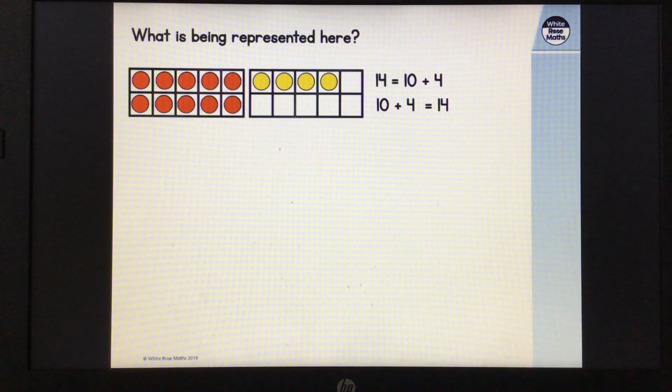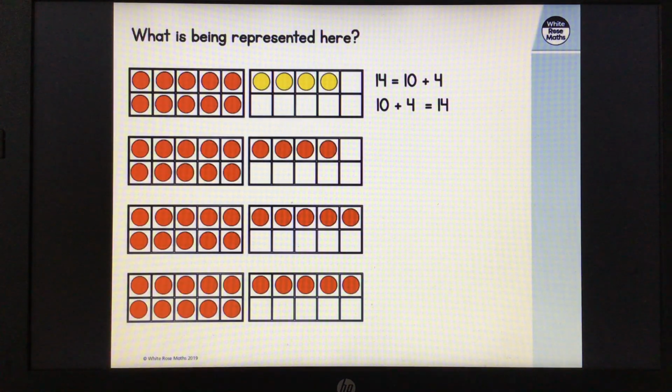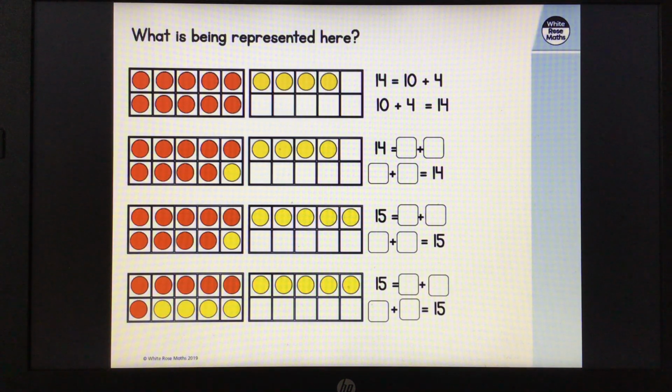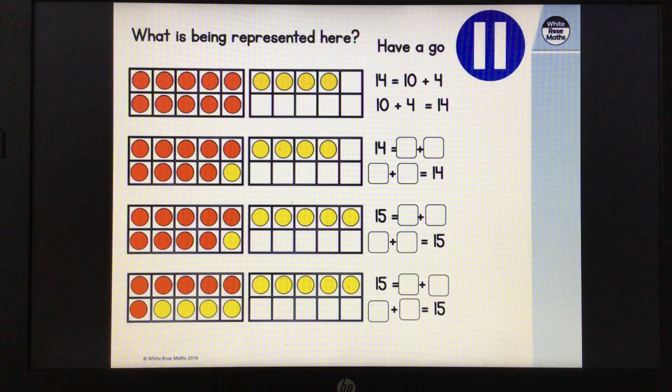What about these ones? First one's got 14 again, but a different amount of yellow counters. Our next one has got 15. Be careful, it's tricky because there's 15. And there's some yellow counters. And then the bottom one's got 15, and there's some yellow counters. Pause the video here and see if you can fill in those gaps.